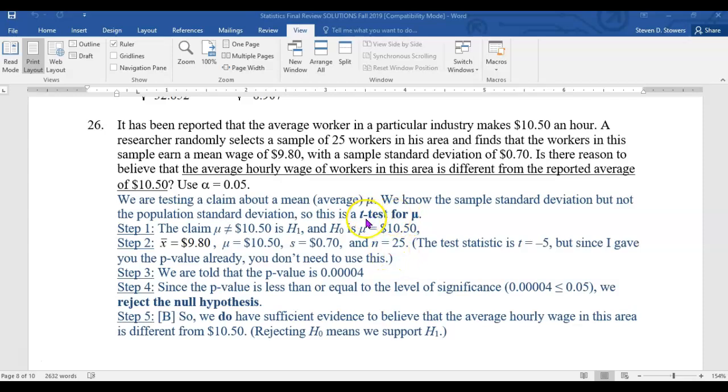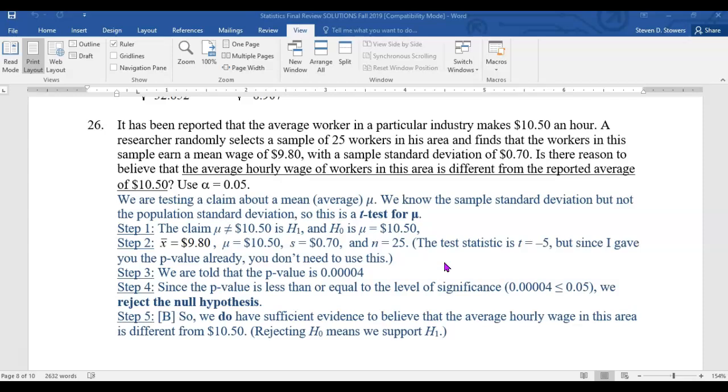We are doing a t-test for the mean, and it's a t-test because we don't know the population standard deviation, just the sample standard deviation. Now, if you calculate the test statistic from those numbers, it should come out to be -5, and then the p-value turns out to be 0.00004. Now, in step 4, you have to decide whether you reject the null hypothesis or do not reject the null hypothesis. It has to be one or the other of those.